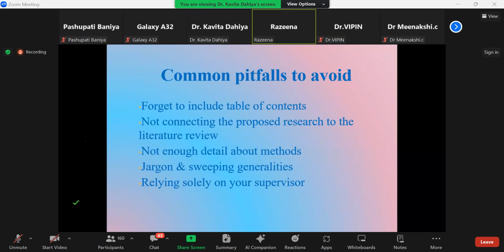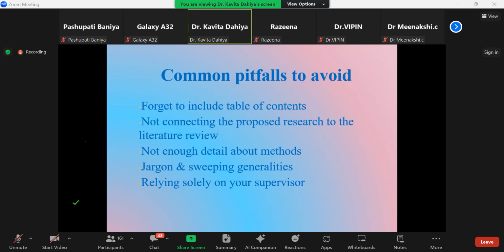If there is a table of contents, then next is not connecting the proposed research to the literature review. Say I have the problem of rural entrepreneurship in Haryana, and I am studying entrepreneurship in Haryana, but I am not studying rural entrepreneurship. So it is not connecting two dots. I am studying entrepreneurship, but I'm not studying rural entrepreneurship, and that is again problematic for me. So you need to connect the dots through the literature review.